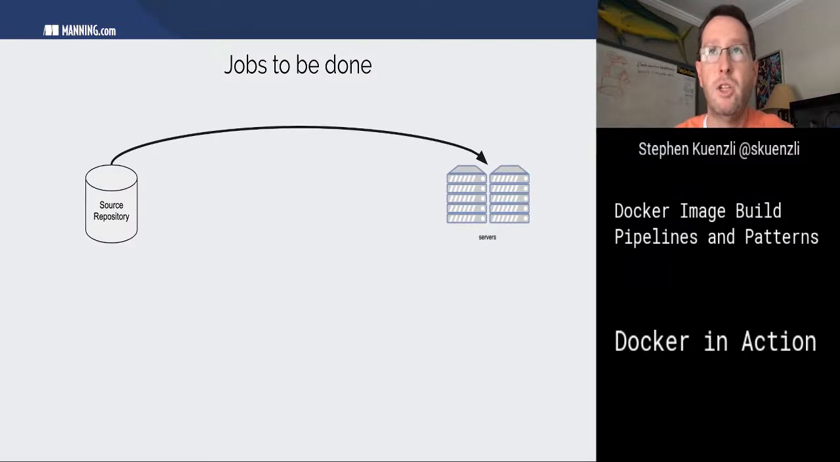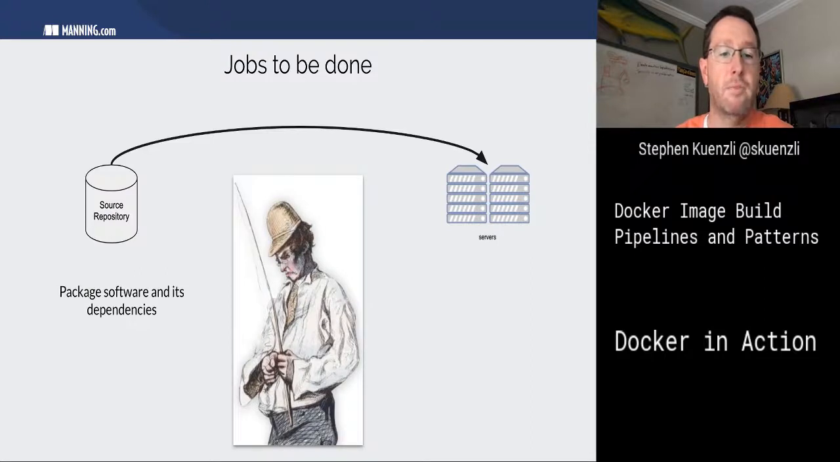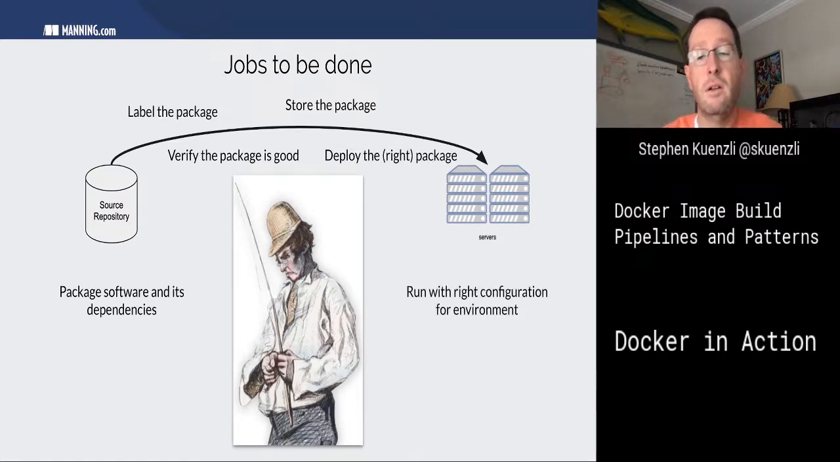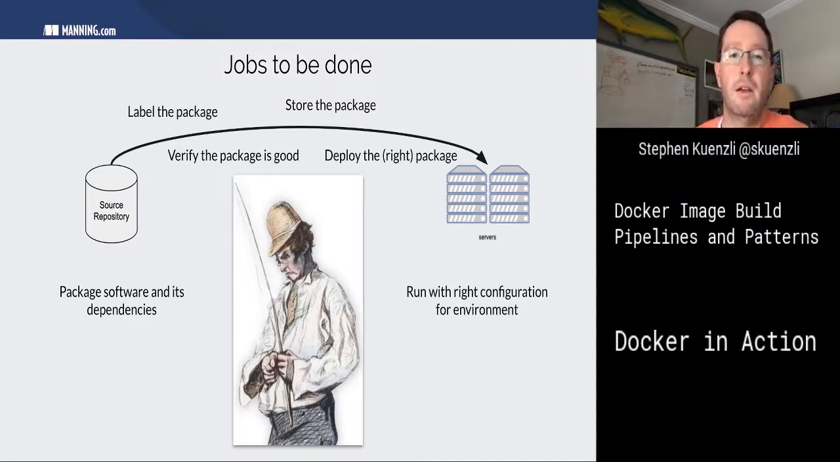Let's go back to that image again. There's a number of jobs to be done when it comes to delivering software. We have to package software and its dependencies. We have to verify the package is good. We have to label, identify, and name it. We have to store the package. Then we have to deploy the right thing. And then ultimately we have to run that with the right configuration for that environment. And sometimes that's not all that easy.